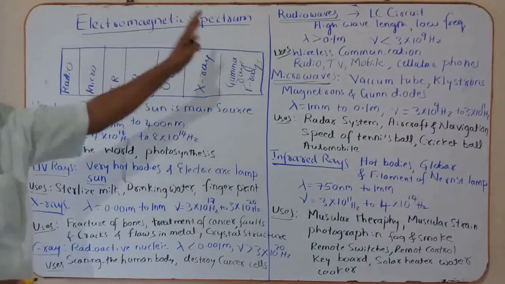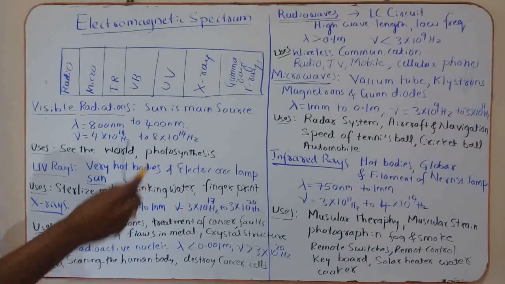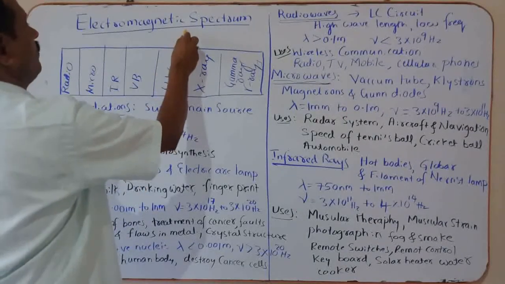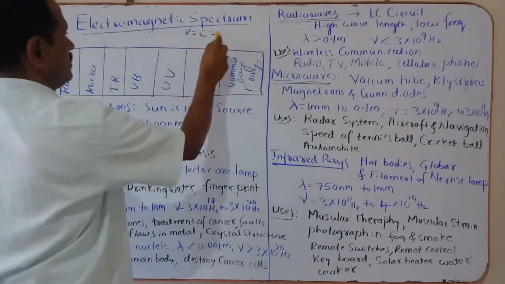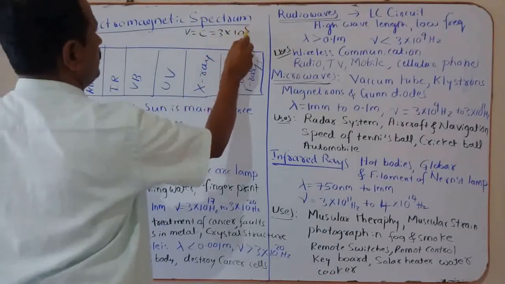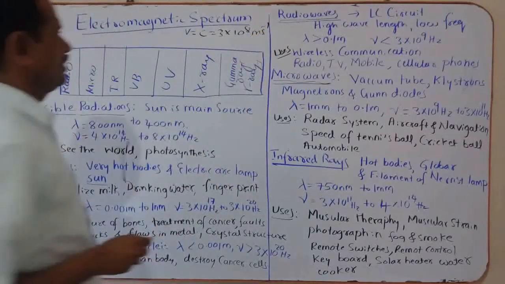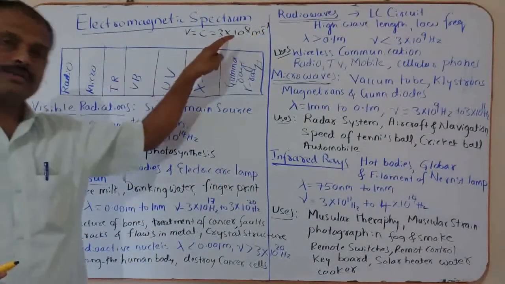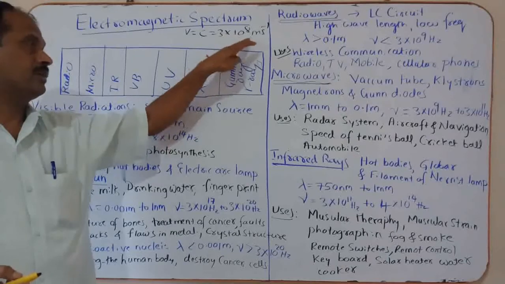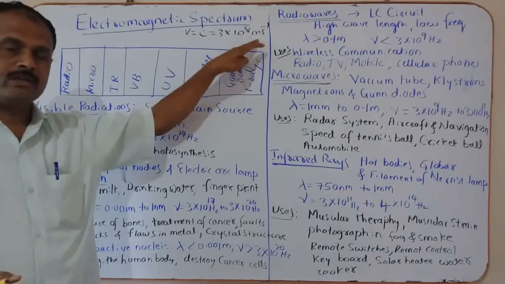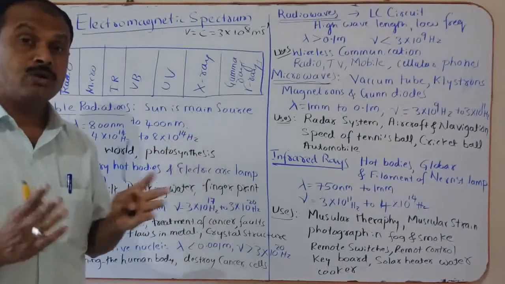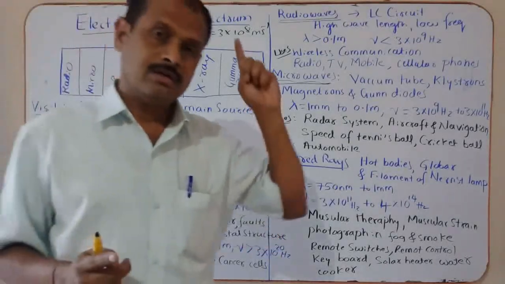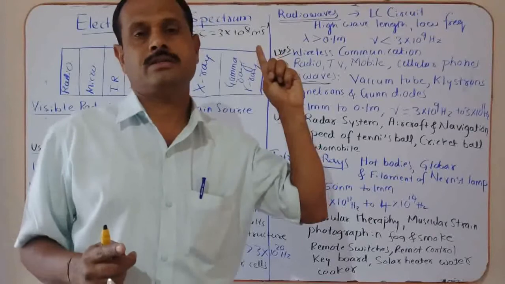In vacuum, electromagnetic waves propagate with a velocity, said to be c, which is 3 into 10 to the power of 8 meter per second. The velocity of the electromagnetic waves is 3 into 10 to the power of 8 meter per second. It is the ultimate velocity, the maximum velocity. No particle in the universe can reach the velocity of light.